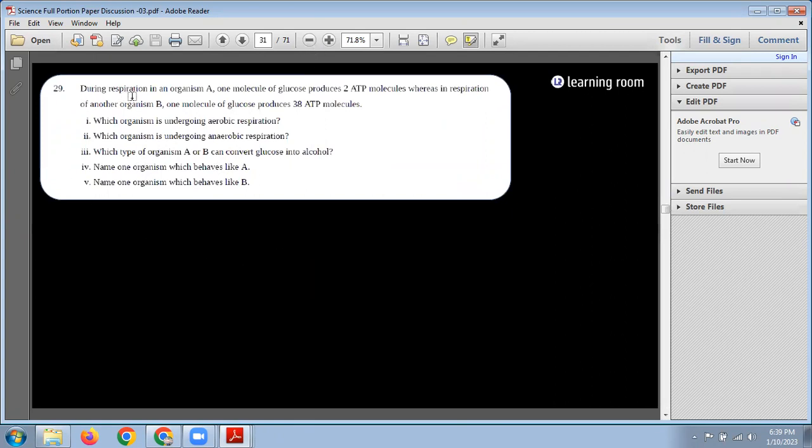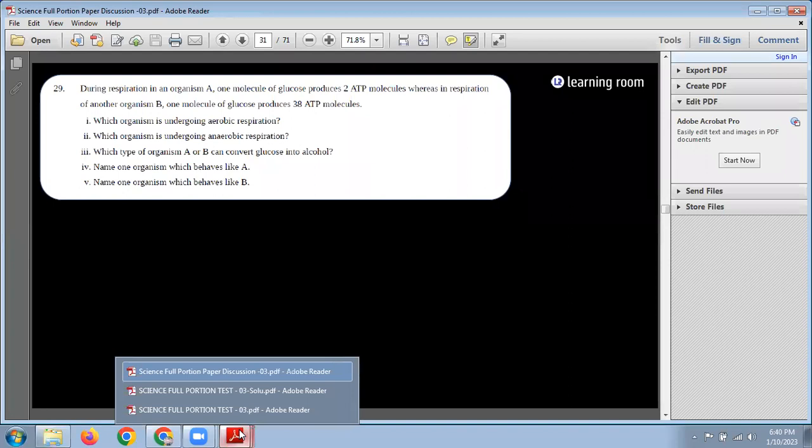During respiration in organism A, one molecule of glucose produces two ATP molecules, whereas in the respiration of another organism, one molecule of glucose produces 38 ATP molecules. Which organism is undergoing aerobic respiration? Which organism is undergoing anaerobic respiration? Which organism, A or B, can convert glucose into alcohol? Can you answer one by one, or shall we go directly to the solution portion?